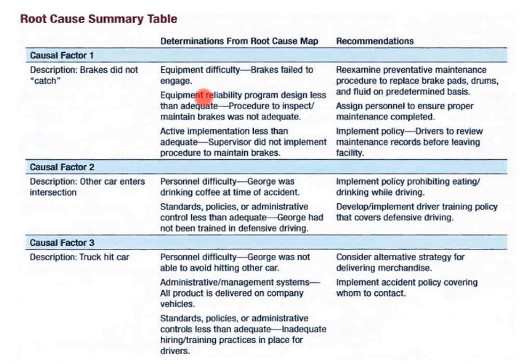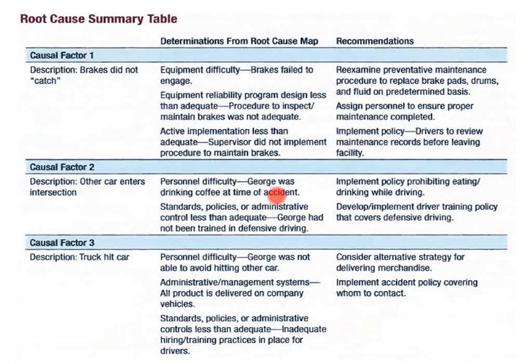And the idea is to look at each one of these things to say, okay, they could have led to this, and so do we have these things as a solution that we can still use to make the process better for the future? Equipment reliability program, design less than adequate, procedure to inspect and maintain brakes was not adequate. On the other car enters intersection, George was drinking coffee at the time of the accident. So even though they put in that red herring of was the other person distracted, we're really not focusing on that as a causal factor. What we're focusing on is that George was drinking coffee at the time of the accident and may not have been paying attention.